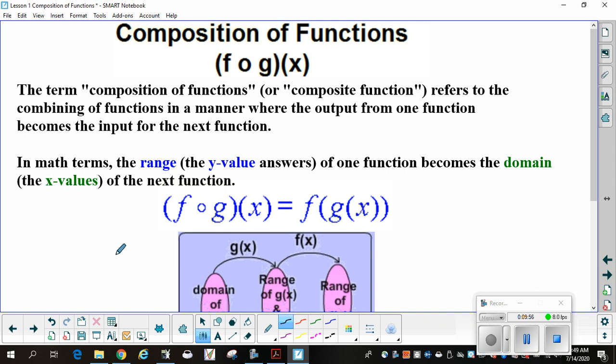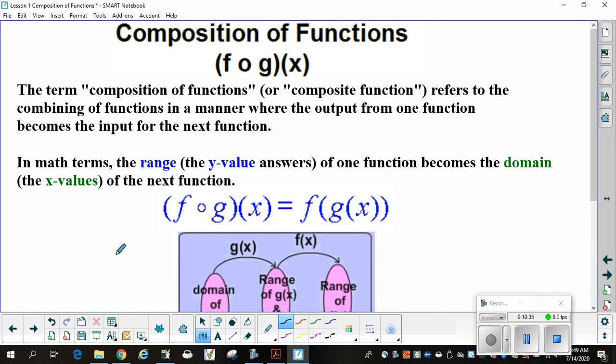In math terms, the range, the y values of one function become the domain, or x values, of the next function. Think of it like this. I have eggs and flour and milk and oil and water and sugar. I've got ingredients. Those are my inputs for my batter. So I input all those individual ingredients into my batter. Then the function is mixing up the batter. I stir those ingredients. What comes out is batter. So input, individual ingredients, stir, out comes batter.